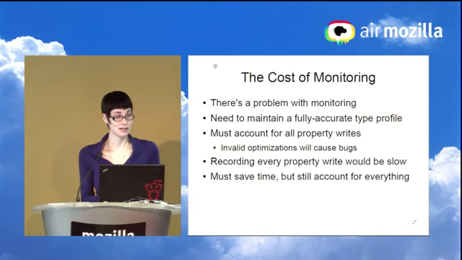Well, there's perhaps another issue, which is that I said that I want to maintain a fully accurate profile of the types in the program. And so I must account for all property writes in the program. I must instrument them all. I must see them all. Because invalid optimizations will cause bugs. I can't allow for invalid optimizations to keep existing in my system once they've been invalidated. But recording all the writes to every property of every object would actually be very slow. So I have to save time, but I have to still account for everything somehow.